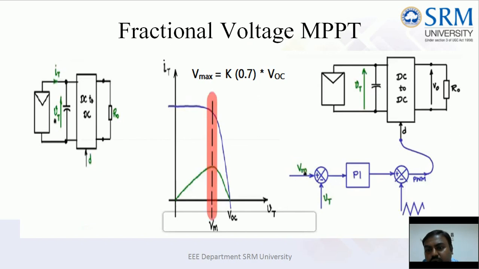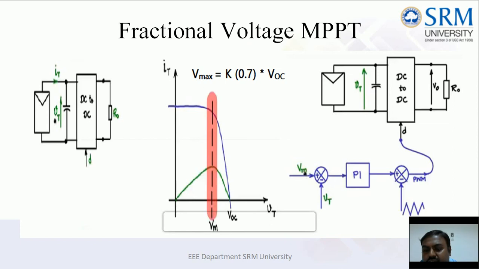So this particular right hand side block diagram will explain the algorithm implementation. VM is the maximum voltage. VM is nothing but K times VOC. Of course, K is 0.7 to 0.8 of VOC, and VT is the actual voltage, and this error is given to a PI controller. The PI controller reduces the error, and then it is given to a comparator where PWM is generated.